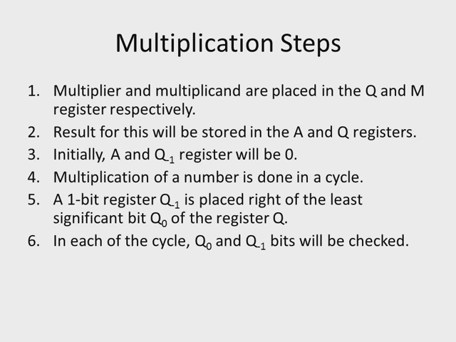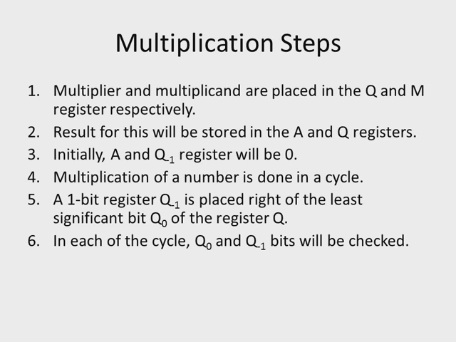Initially, the content of A and Q minus 1 register will be 0, where Q minus 1 is said to be the previous bit of the LSB of the multiplier. It is a 1-bit register. Its value is initially 0. This is otherwise called the inserted 0. Now, the Q minus 1 register is always placed at the right side of the LSB of the multiplier. The LSB of the multiplier is denoted by the Q0 register.